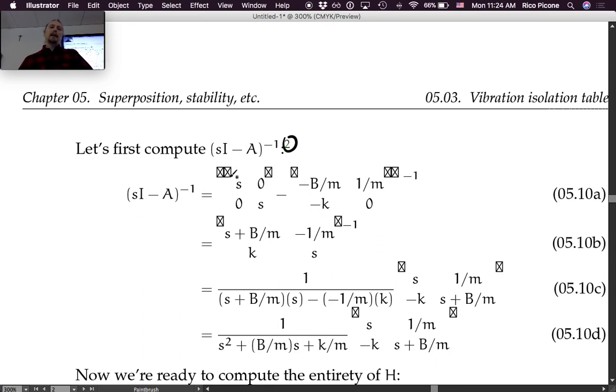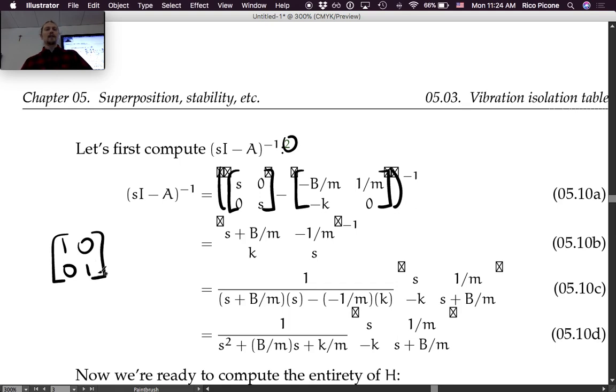So sI minus A inverse looks like this. The identity matrix, the 2x2 identity matrix, looks like this. s times that, so you can just multiply s through: s, 0, 0, s, so that's what this is, sI. The identity matrix takes whatever size the A matrix has, so it's a 2x2, so the identity matrix is a 2x2.